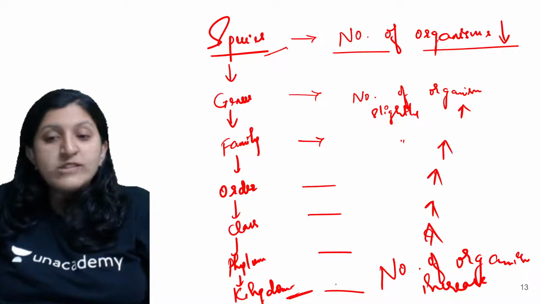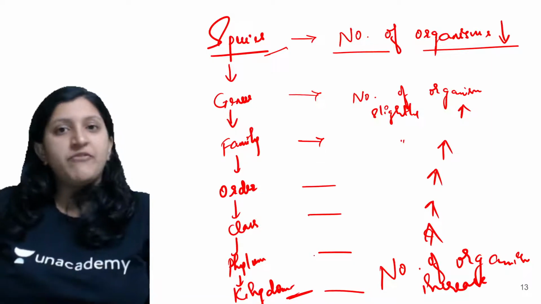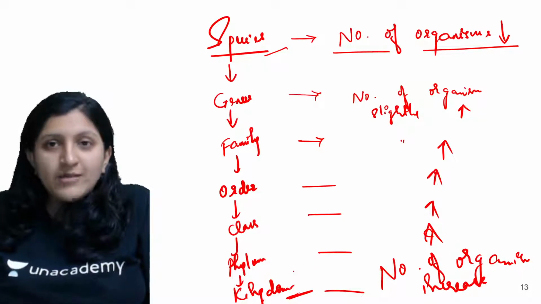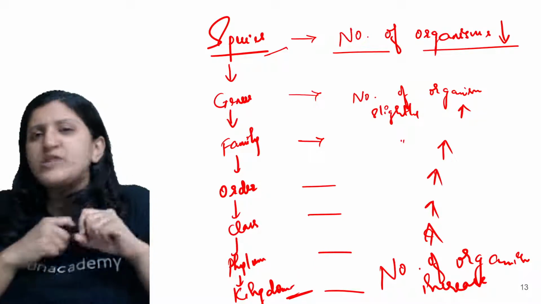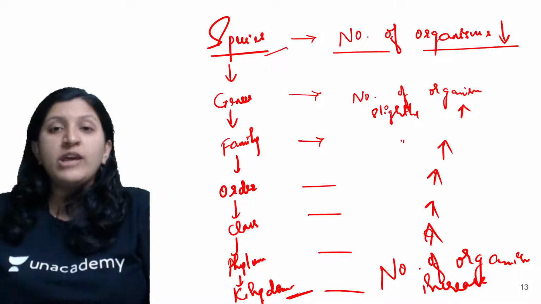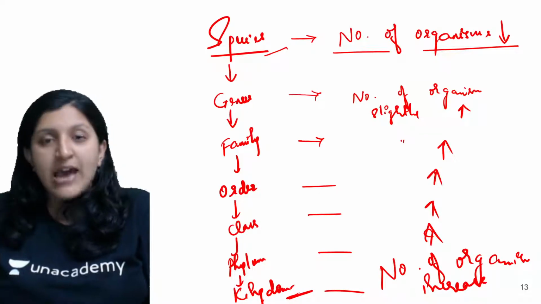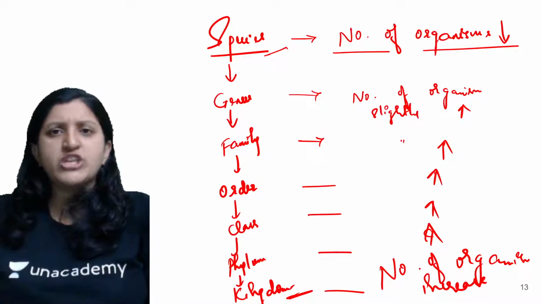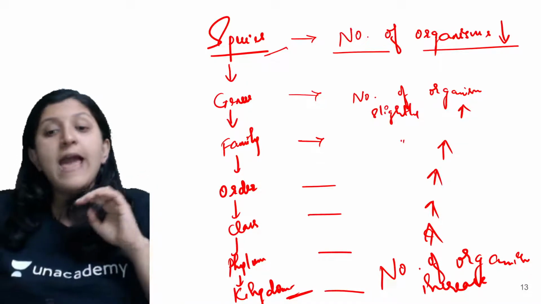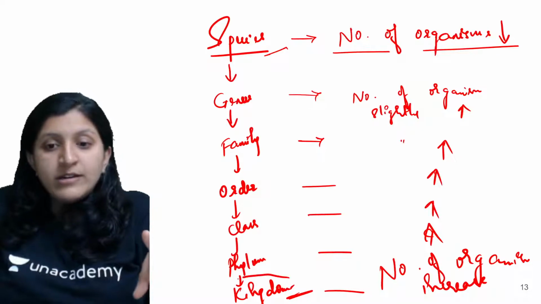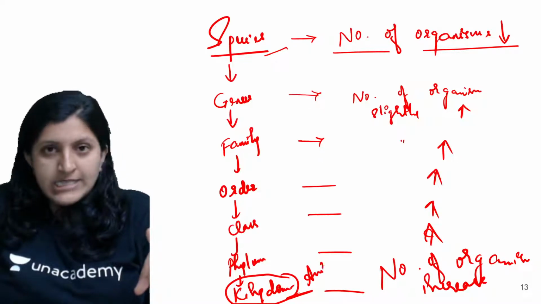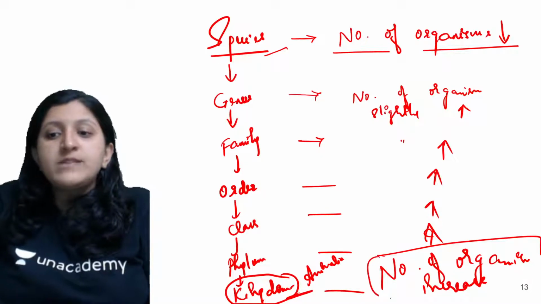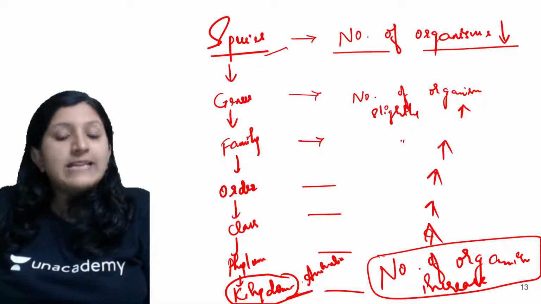Why? Because the kingdom will include each and everything. All the animals are included in the kingdom: wild animals, pets, everything, including the birds, reptiles, amphibians. Porifera, invertebrates, vertebrates, everything is included under the kingdom Animalia, if I'm taking this as the example. That means the number of organisms is more in the kingdom.